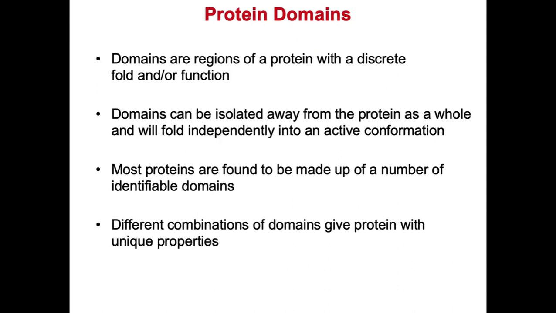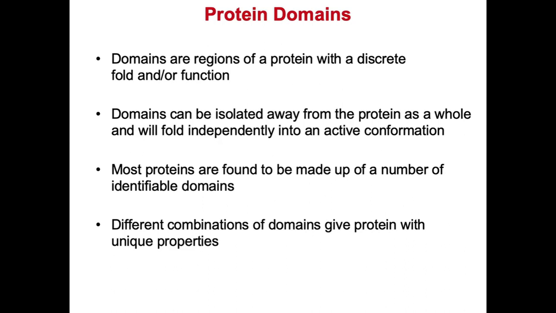Proteins are made of regions which we term domains, and these can quite often have their own particular fold or particular function. So one domain of a protein may have, say, a kinase domain, which is responsible for phosphorylation of proteins. And domains can be isolated away from the protein, and they will fold independently on their own into an active conformation.